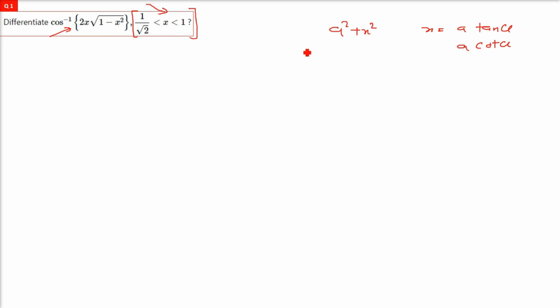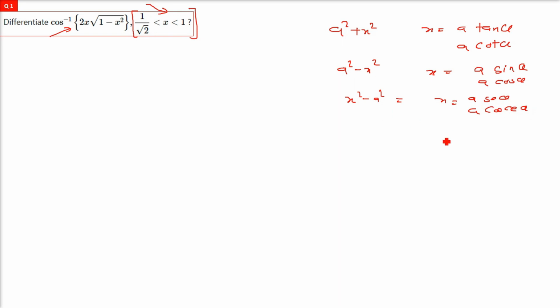You'll see in every question I am going to indicate what kind of substitution we have to give, so that we can solve that question easily. For example, if you have a squared minus x squared, then in place of x, what are we going to put? Because we know that sin square equals 1 minus cos square, we can put x as a sin theta or a cos theta. If you have x squared minus a squared, then you can put x as a sec theta or a cosec theta.